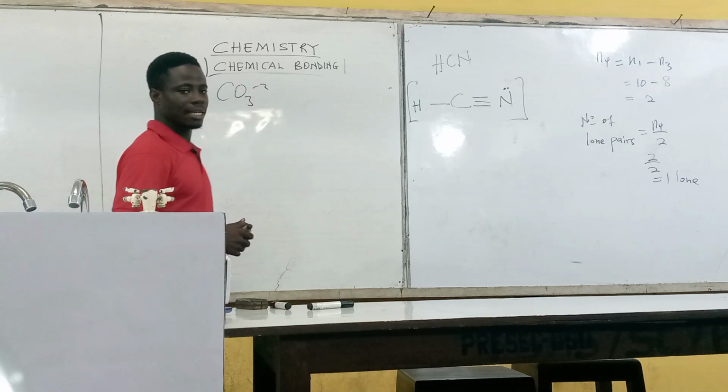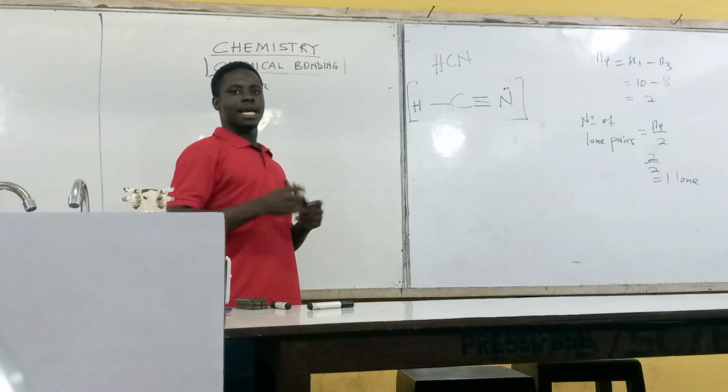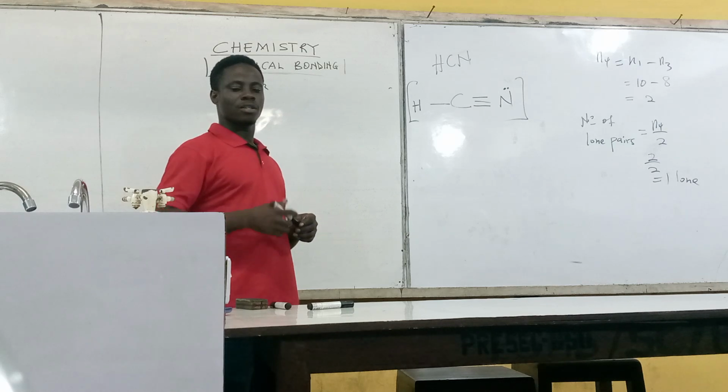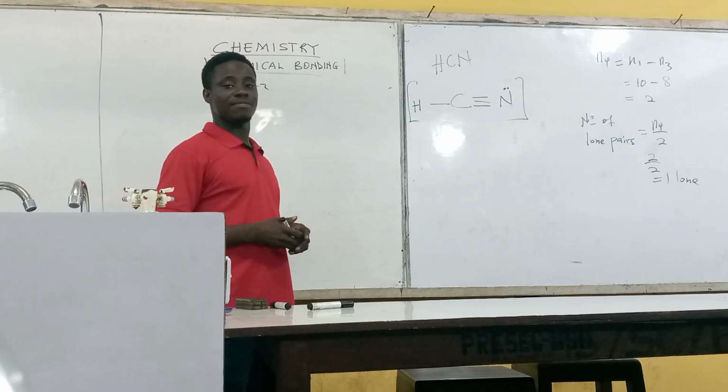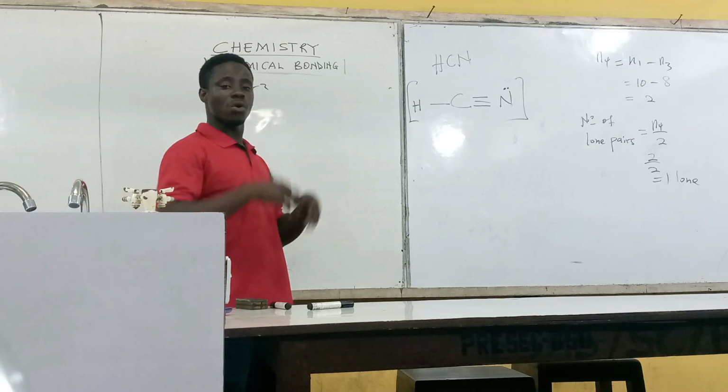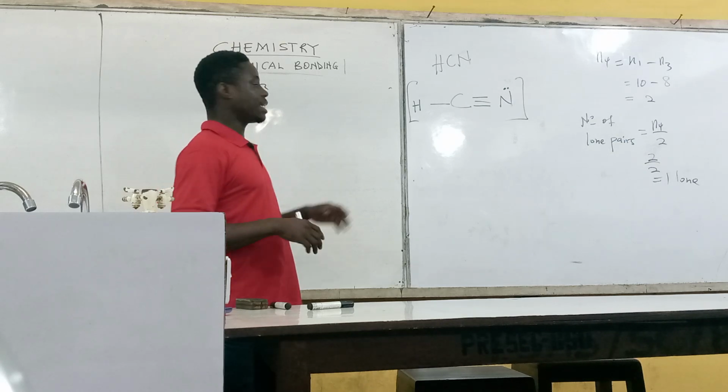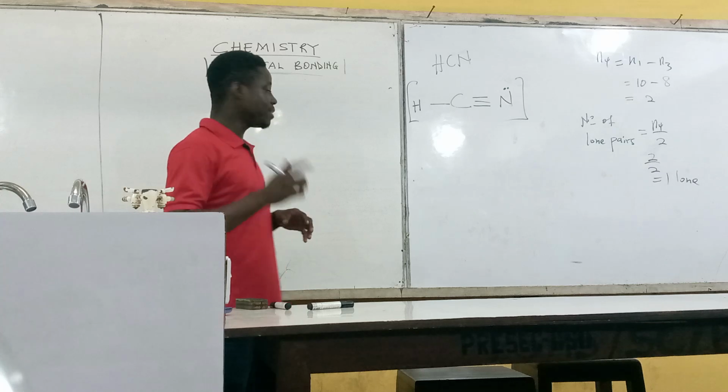So this is a radical. In this case, anytime there's a radical like this, 2 minus, we are going to add 2 extra electrons to the valence electrons. We only add when it is positively charged, like the ammonium ion. I've given that as an example.